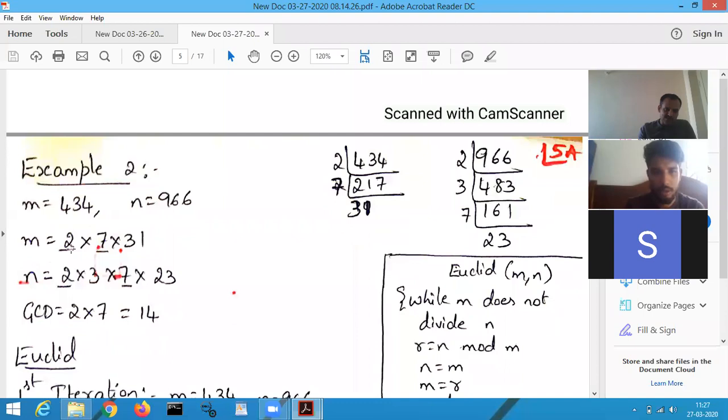Now out of these, the common factors I have underlined. In M and N, the common factors are 2 and 7. That's why the GCD is equal to 2 into 7, that is equal to 14.